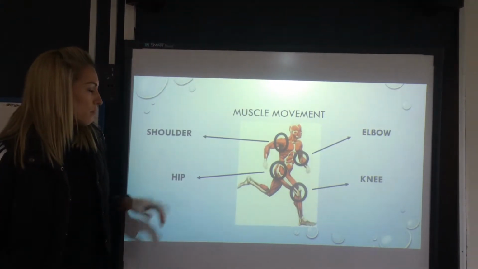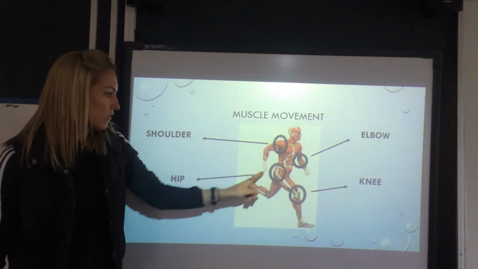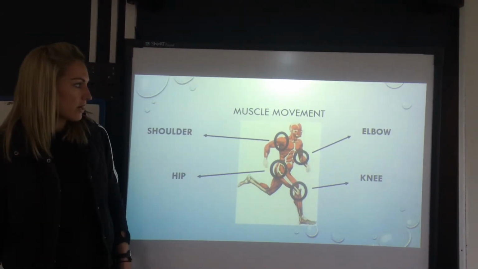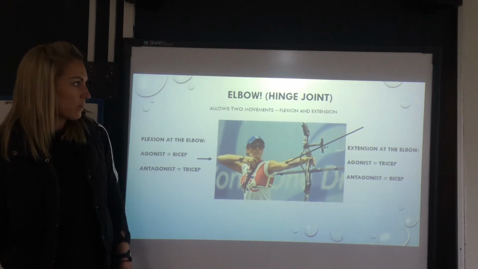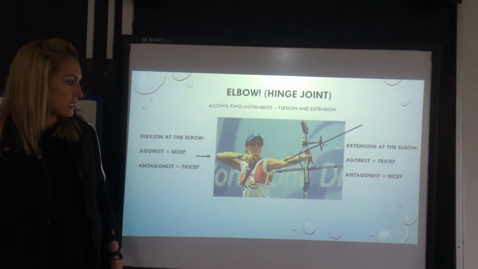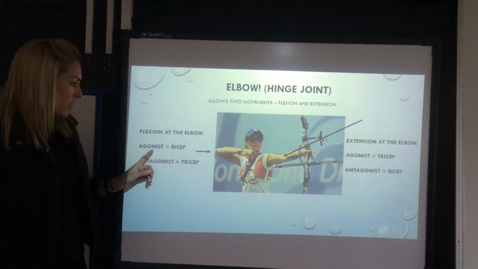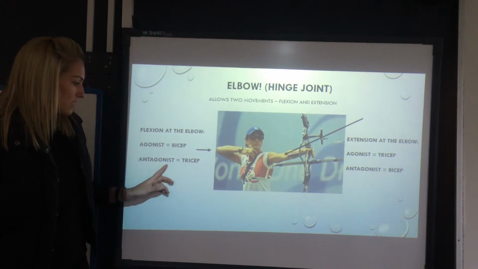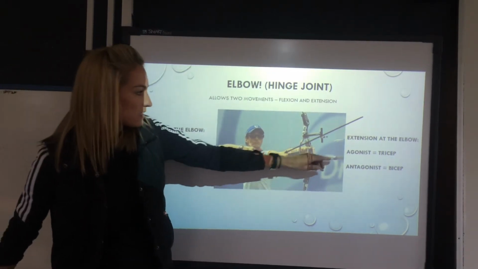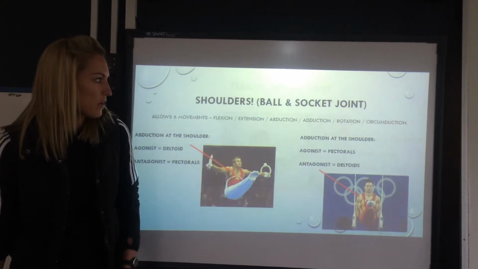Right then, muscle movement. You need to make sure you know the movements for the shoulder, the elbow, the hip and the knee. Alright, so if I go through each one very quickly. Elbow is a hinge joint. It only allows 2 movements, flexion and extension. Here's flexion, here is extension. Flexion, your agonist is your bicep, your antagonist is the tricep. For extension, agonist is the tricep, antagonist is the bicep.